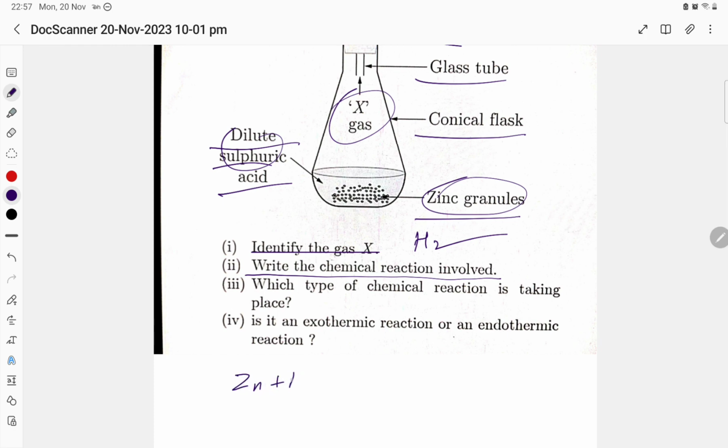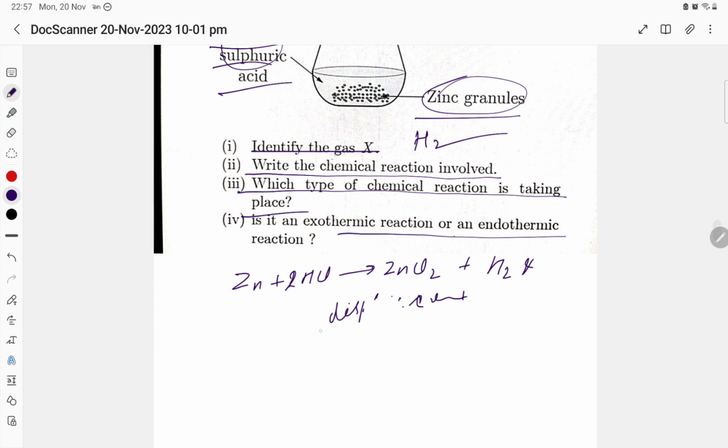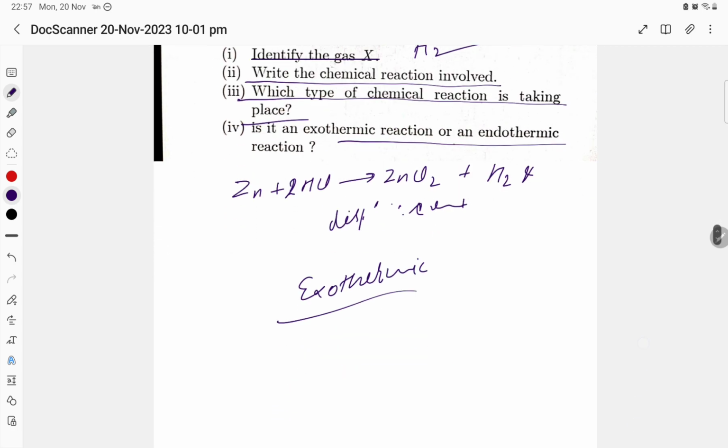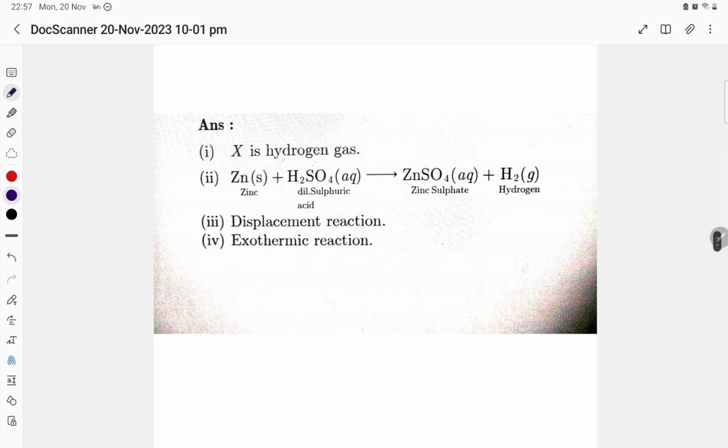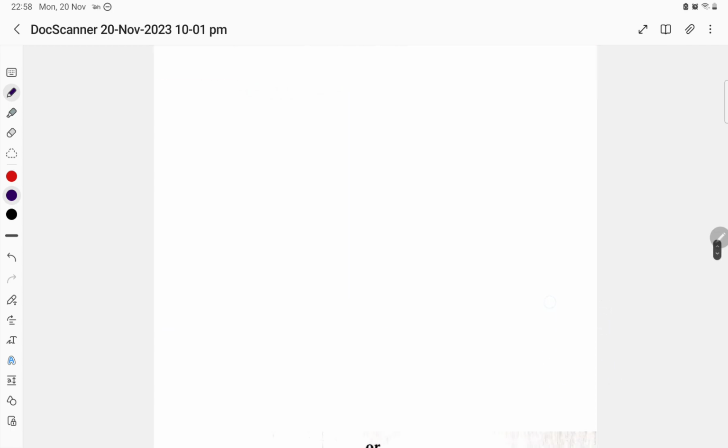So Zn plus 2HCl gives ZnCl2 plus hydrogen gas. What type of chemical reaction is taking place? Displacement. Is it an exothermic reaction or endothermic? Exothermic. Acid with a metal is exothermic. So you can see here X is hydrogen gas, Zn plus H2SO4 gives ZnSO4 plus H2. This is a displacement reaction, and an exothermic reaction.